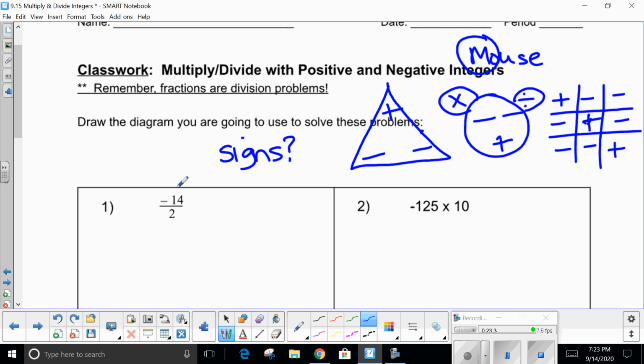Now remember, fractions like this are little mini division problems. You take the top dog, which is the number on top, and you put it inside the house. Remember, when we're multiplying and dividing, ignore the signs until the very end. So top dog would be 14 divided by 2.